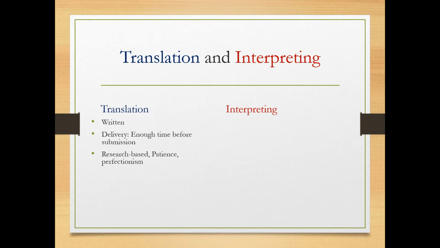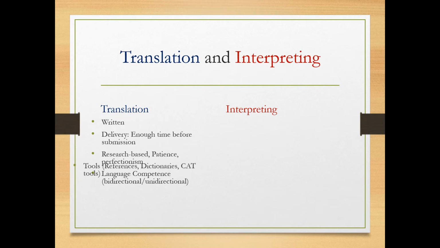Another major difference between interpreting and translation is that interpreters must be fluent in both the source language and target language because they work to facilitate communication between the two directions. But in translation, one can choose to work from one language to another, for example, from the foreign language to his own language because he's more fluent in his own language.